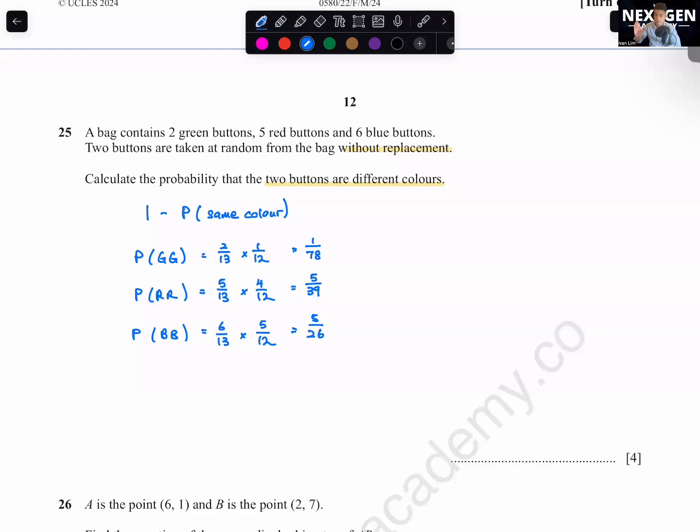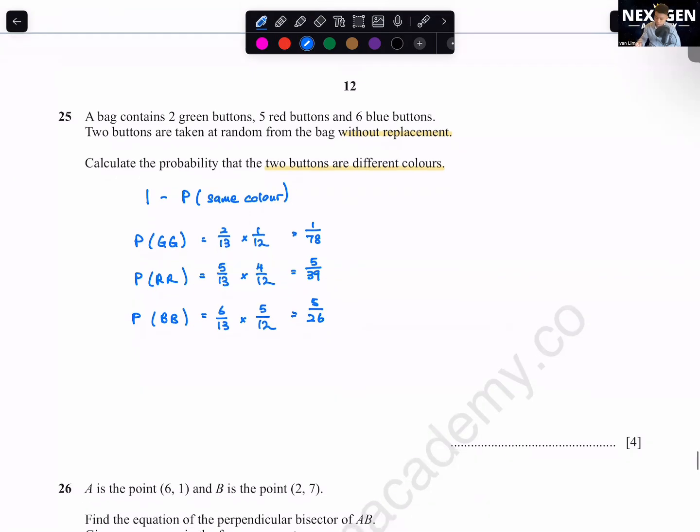Anyone don't understand this part here? Understand what I am doing here? Without replacement means you need to take it out from the bag and then you minus off. So now what we can do is 1 minus all of this value. Okay, we should get 2 over 3.